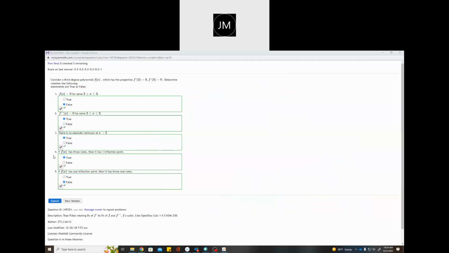So I guess for number 4, basically what I was looking at is that if it's a cubic, it has to have an inflection point. There's no other choice because the second derivative is going to be a line. So it's going to have a point where it's 0, and on left and right, one side's negative, one positive. So that one's a little bit tricky. Number 5, if it has an inflection point, then it has 3 real roots. Well, we said it always has an inflection point, and we can draw one that doesn't have 3 real roots.